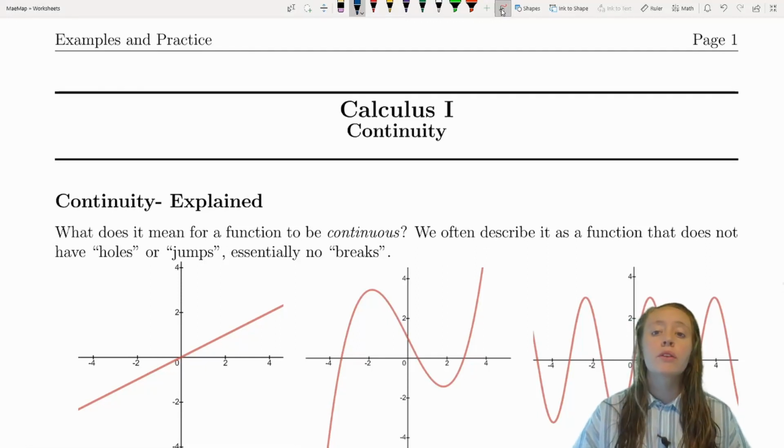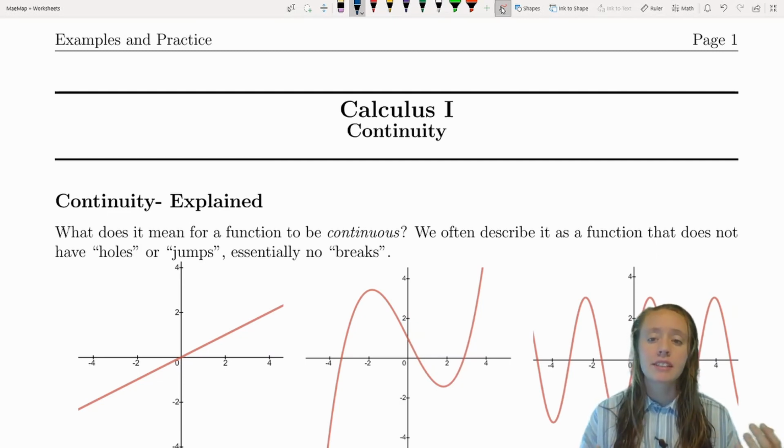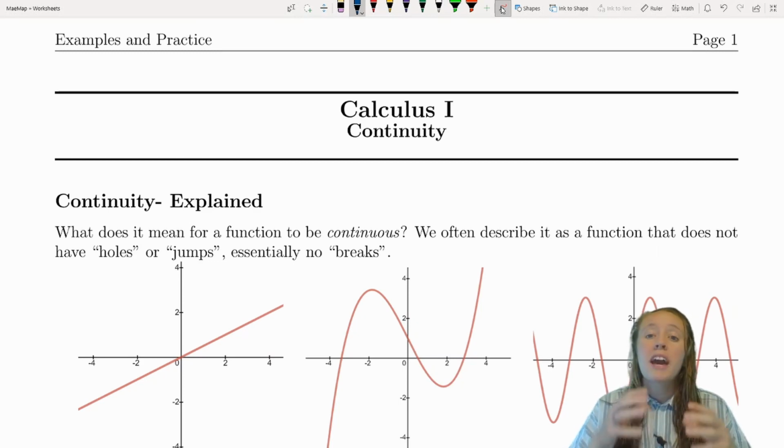Today we're going to go over continuity. So what exactly is continuity? And maybe you've heard it mentioned before back in your algebra or geometry classes. So what exactly does it mean for a function to be continuous? Well, we often describe it as a function that does not have holes or jumps, essentially no breaks. So let's talk about that, and then we'll dive into what creates those holes, jumps, or breaks so that we have more of a formal definition.